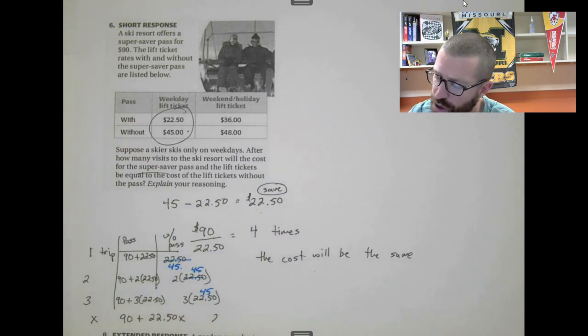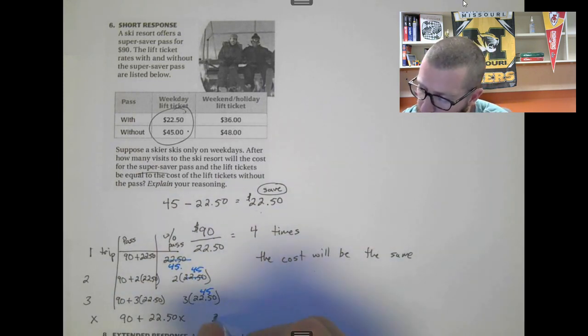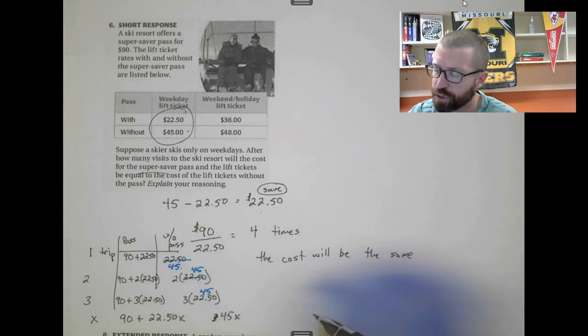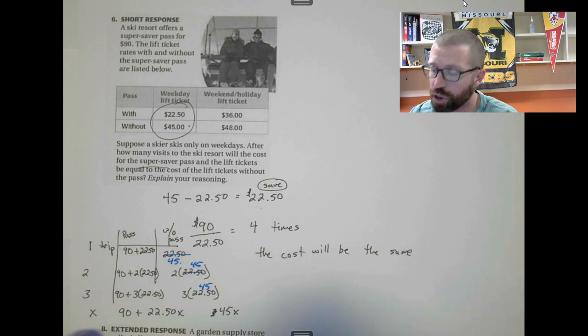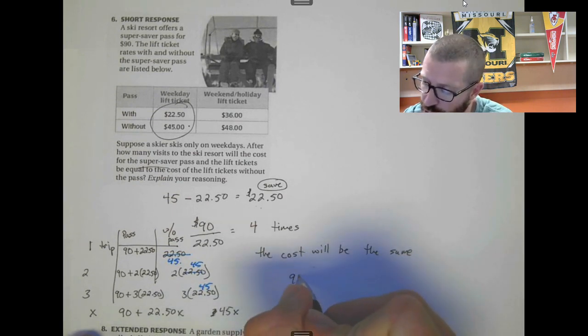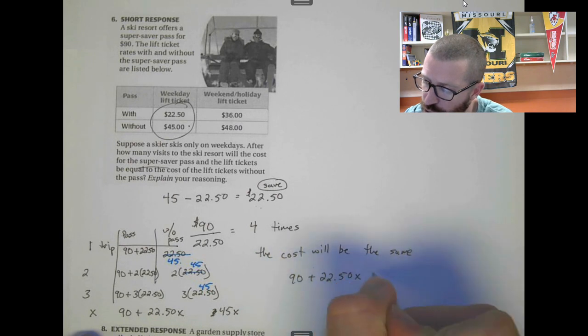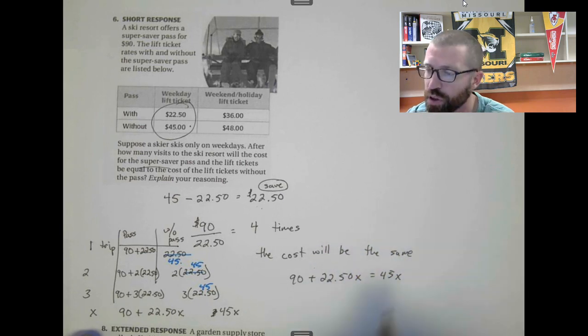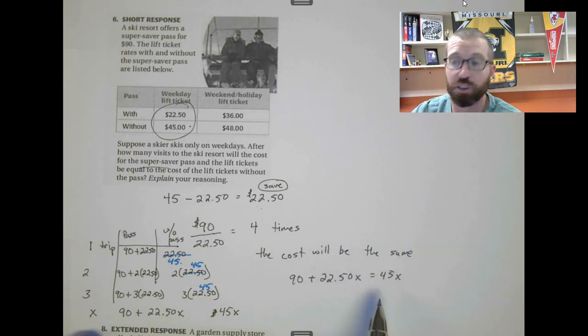So without the pass, it is 45 times x. And so if you want to write an equation, you want to know when these two things are equal. So 90 plus 2250x is equal to 45x. Subtract 2250x from both sides.